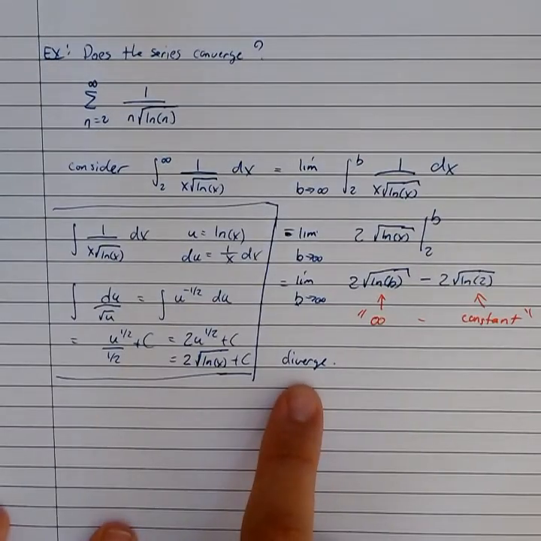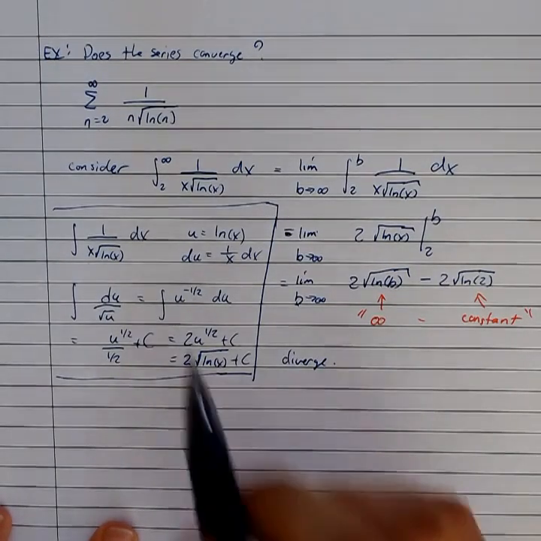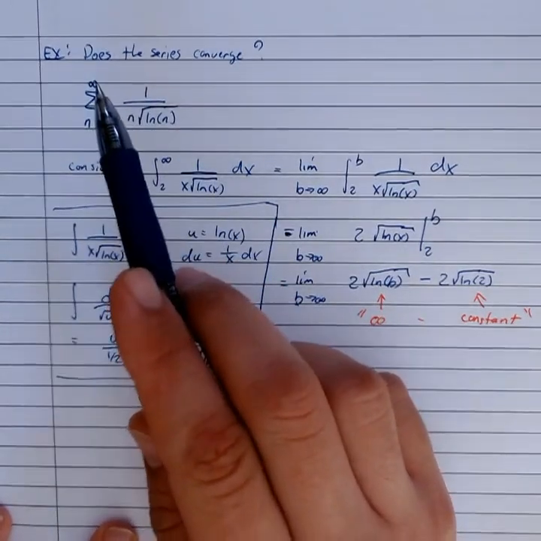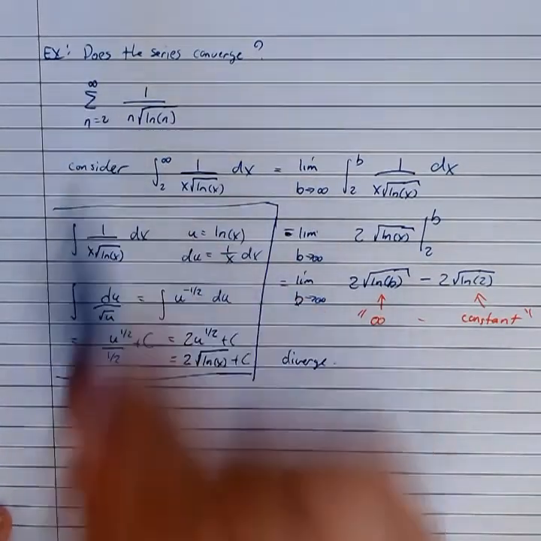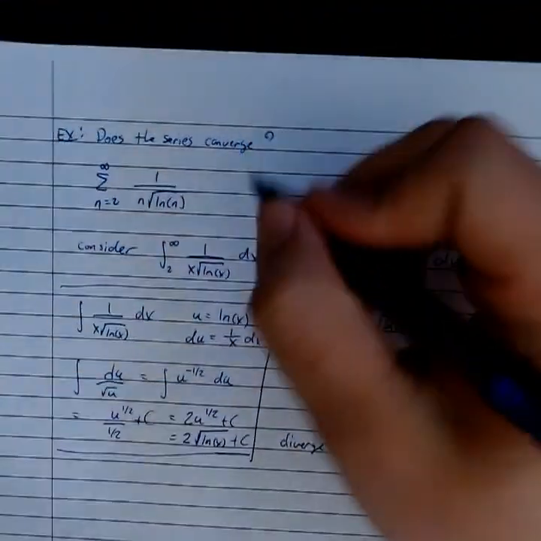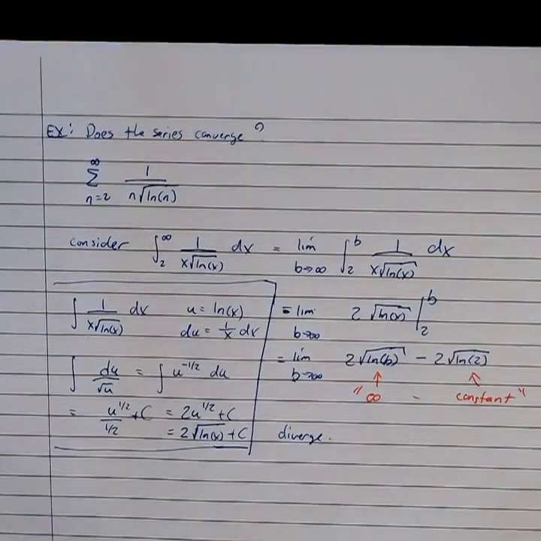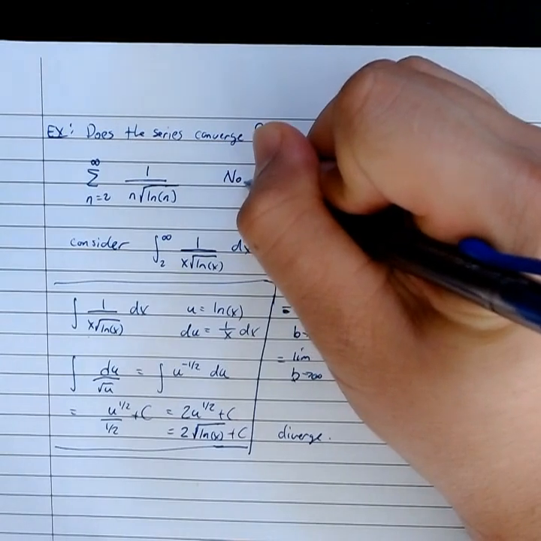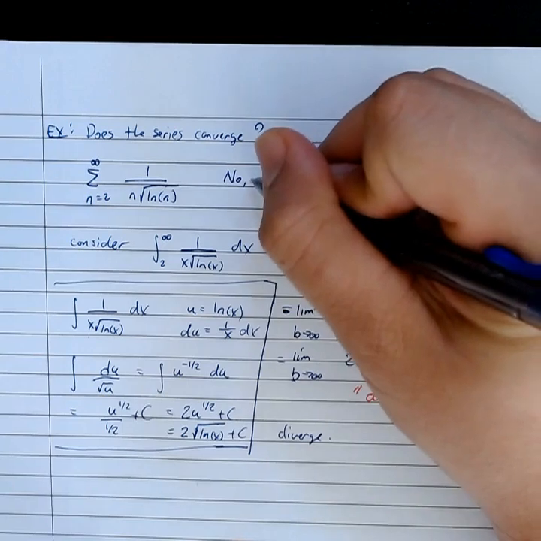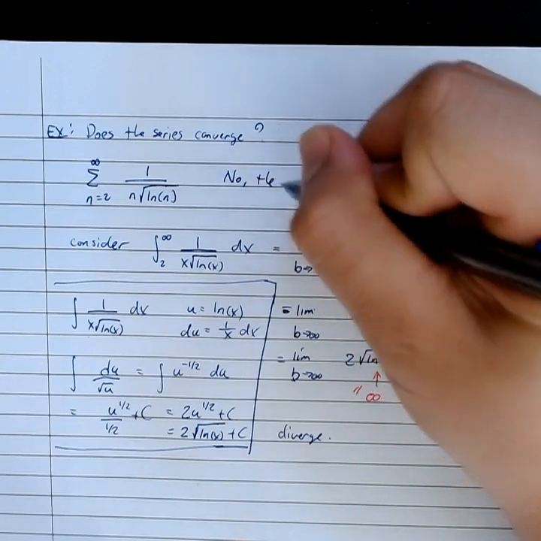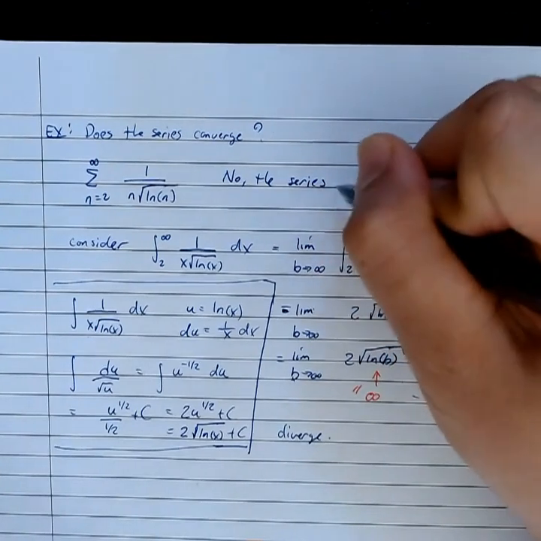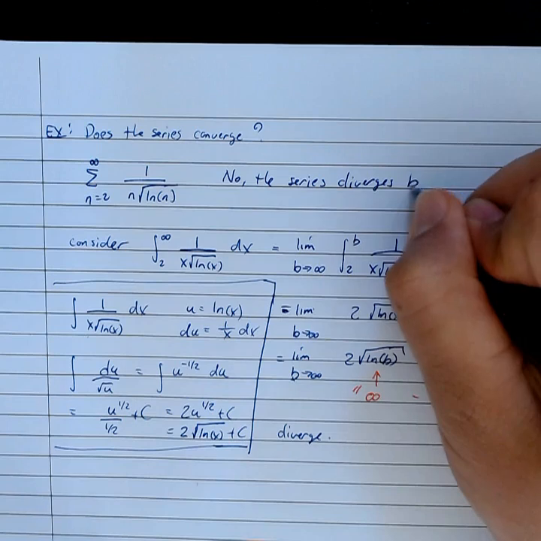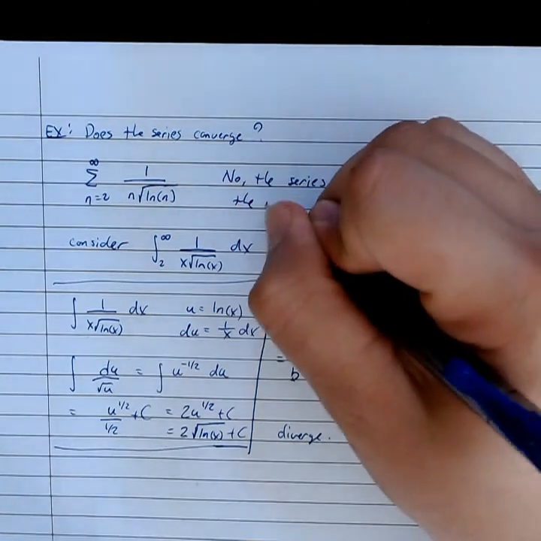Now by the integral test, we know that if this limit diverges, this series will diverge as n approaches infinity, as this upper bound approaches infinity. So the full answer to this kind of question would not be just yes or no, but this would say no. The series diverges by the integral test.